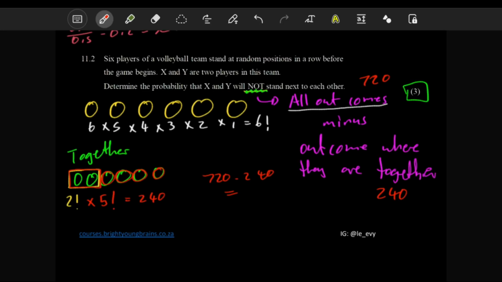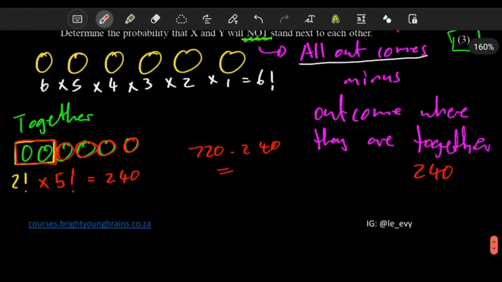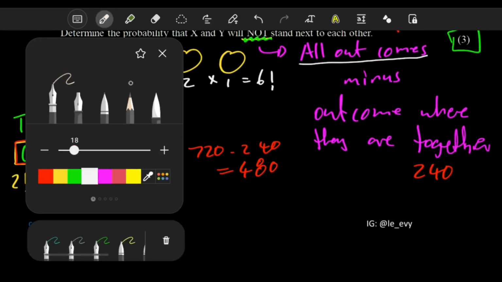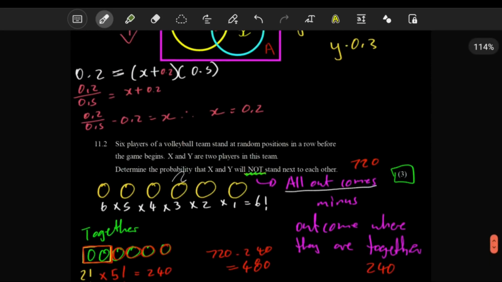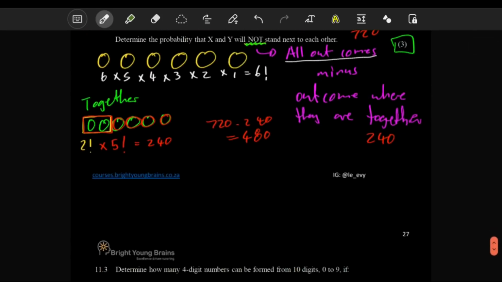Let's get into this calculator. 720 minus 240, that's 480. So the chances that they are not going to be together, there are 480 ways where that happens. But then if you think of it, the question asked for the probability of that happening. So the probability of that happening is technically going to be 480 out of all the possible outcomes. You see, this is the probability that these people don't sit next to each other, of which this is just 2 over 3.